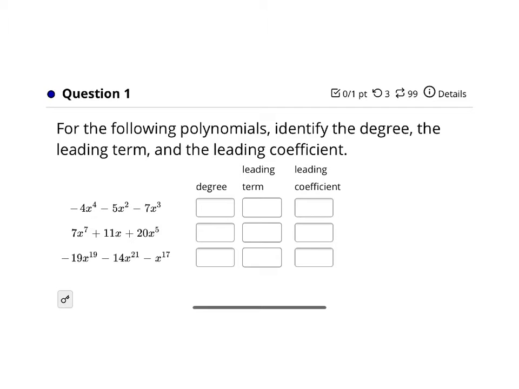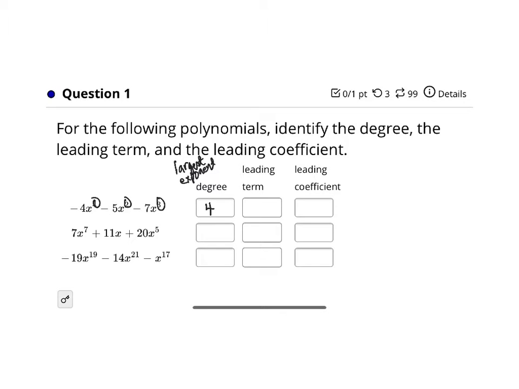All right, they're asking us to identify the degree, the leading term, and the leading coefficient. We have to start with the degree, and that is the largest exponent in the polynomial. So if looking at this first one, the largest exponent we see, 4, 2, 3, would be a 4. Remember, these are the exponents, the raised letters on your variables.